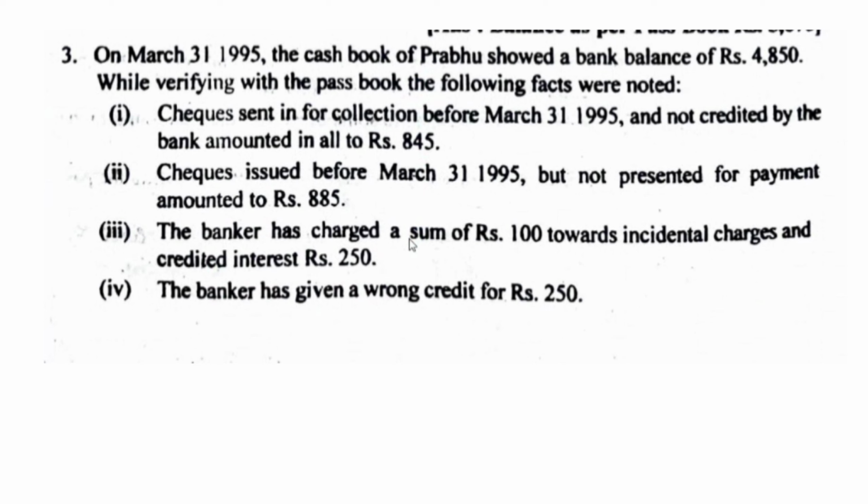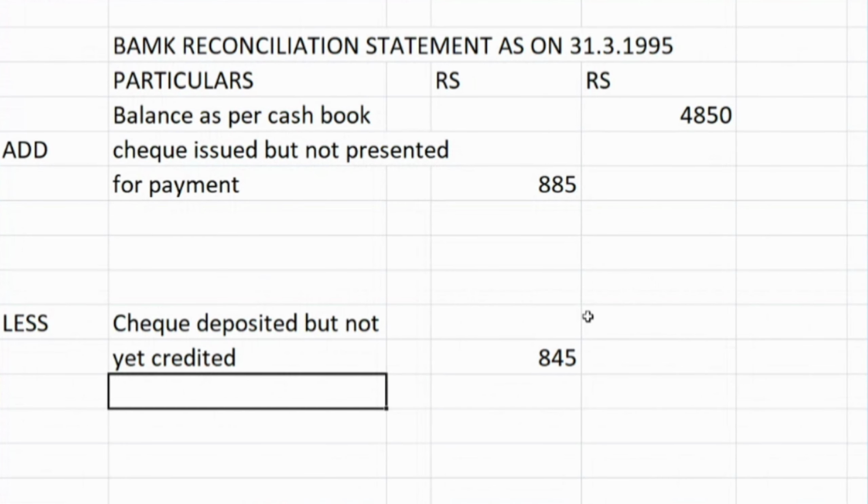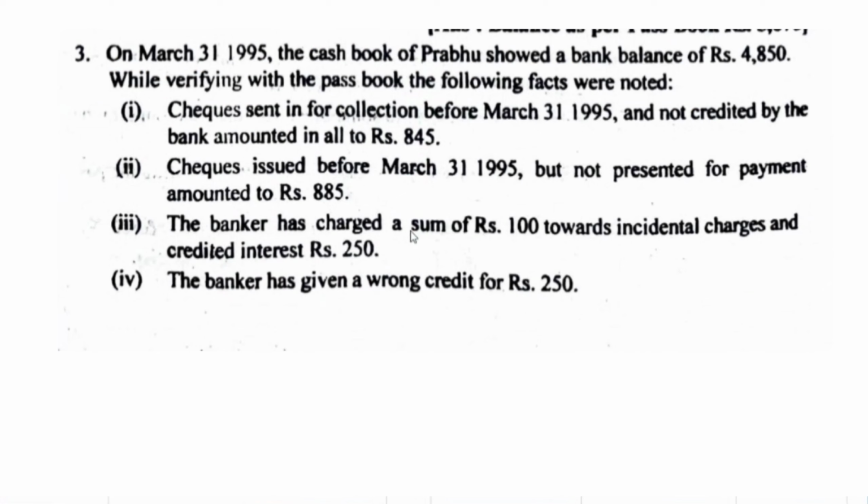The next transaction is the banker has charged a sum of rupees 100 towards incidental charges and credited interest of rupees 250. So let's go one at a time. Incidental charges, which are charged by the bank, are going to reduce the bank balance, and this transaction has been omitted in the cash book because there was no entry recording it. So an expense not recorded in the cash book reflects an increase in the balance of the cash book. Therefore, incidental charges will go to the less category because the cash book balance is increased.